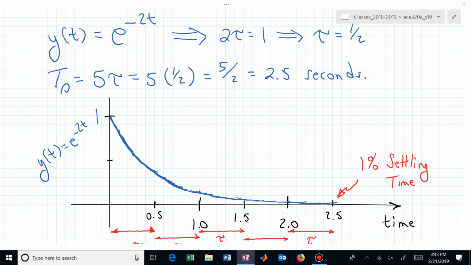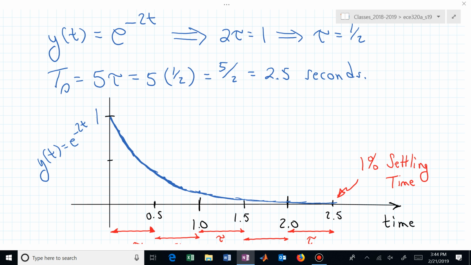No, I spent more than 5 tau. I spent more than 2.5 seconds drawing that exponential. So it took longer to draw than it actually lasts. But this is now e to the minus 2t. After 1 time constant, which is 1/2, we're at basically 37% of where we started. And then we just keep knocking that 37% down by 37% at each time constant.